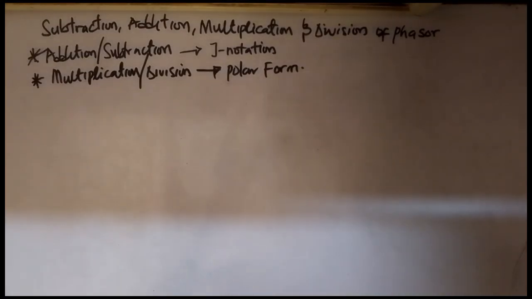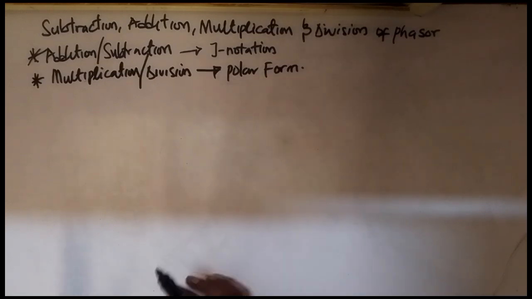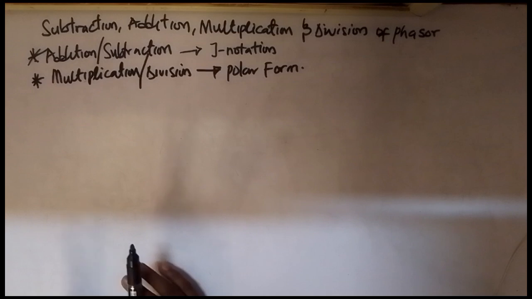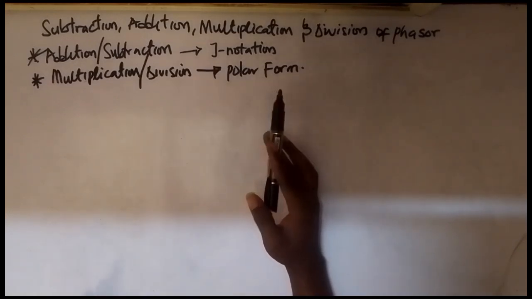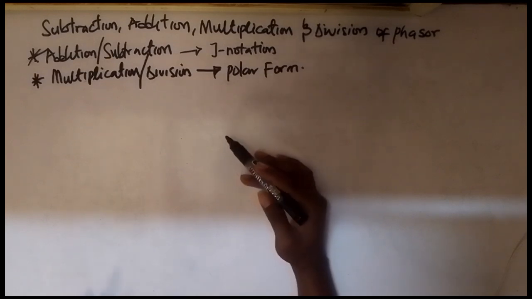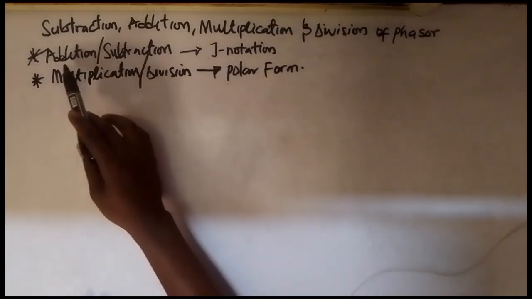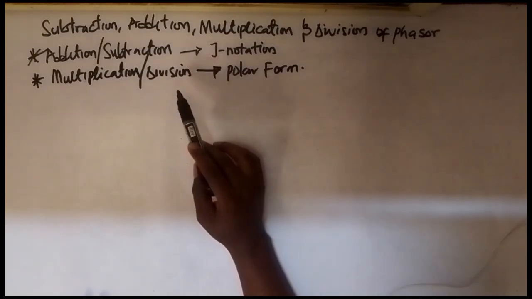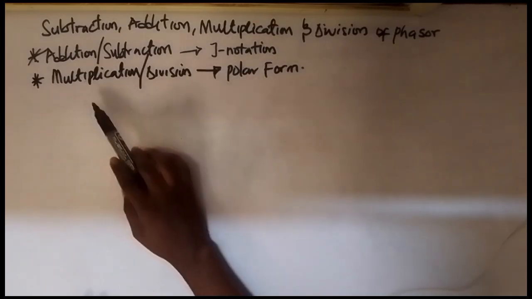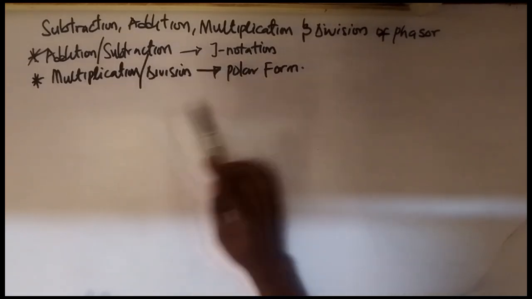In this video, we're going to see addition, subtraction, multiplication, and division of phasors. Basically, the first thing to understand here is that when you want to perform addition and subtraction, it is preferable you take all your phasors to J notation. So for example, if you're given a phasor in polar form and you're asked to add or subtract, it is preferable they are first of all converted to J notation, so that your addition and subtraction can be a lot easier. Also, when you're given phasors and you're asked to multiply or divide, it's preferable you take them to polar form.